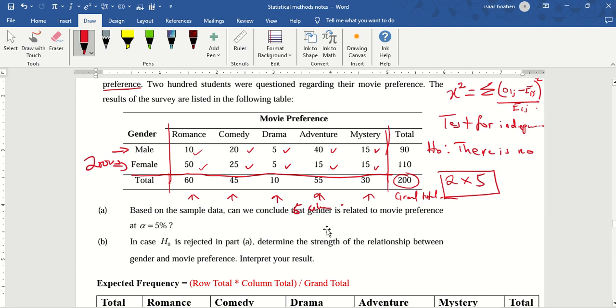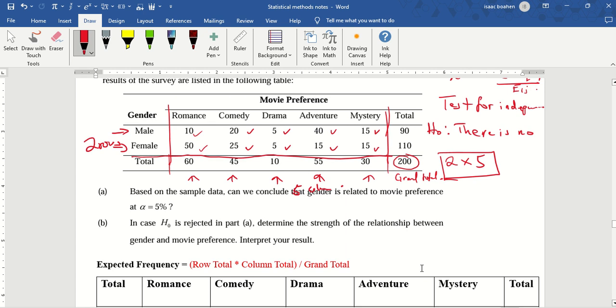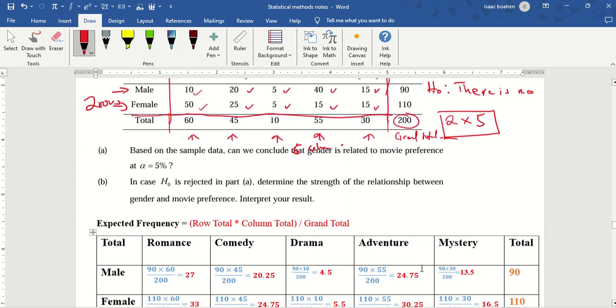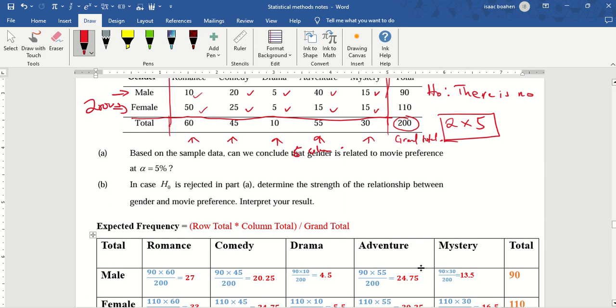Alright. Now, the next thing is to come to this part, which is the expected frequencies. Let's pay attention to how the expected frequencies are calculated. The formula for finding the expected frequency is row total times column total, all divided by grand total.